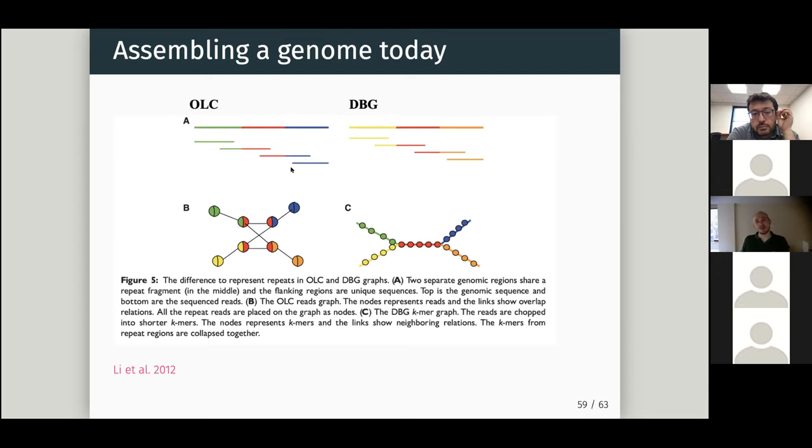So if you build the OLC graph out of these, you end up with this situation. So again, nodes here are the reads, okay? You can see them here. So this green read over here, there is a read that is partially overlapping with the repeat. So it's half green and half red. Then there is one here that is red and blue, which is this one. And then there is one that is blue. And then you have yellow, again, all yellow, yellow and red, red and orange, and then only orange.